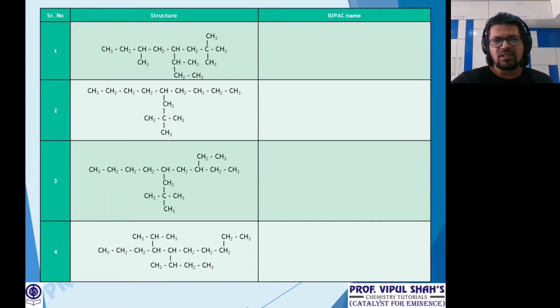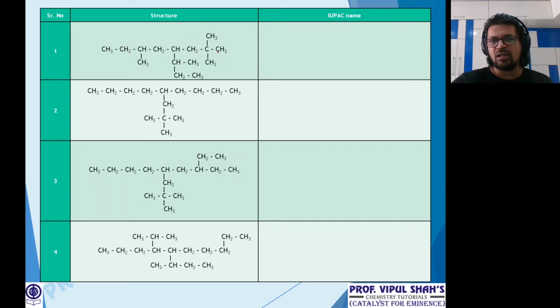Let's start. Suppose I go from left. 1, 2, 3, 4, 5, 6, 7, 8. My branches are 1, 2, 3, 4, but the first branch comes at 3. Now if I go from right, that would be the preferred one because the branch comes at 2.